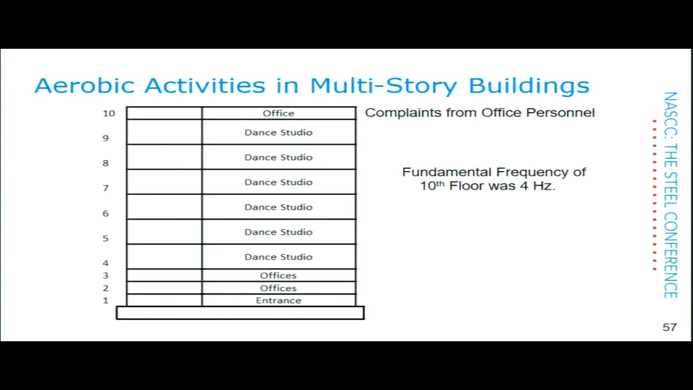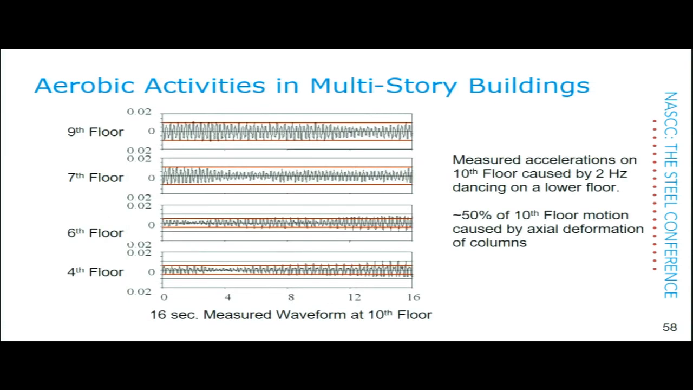which kind of shook everybody up. We went there and we measured. First off, we got a small dance group so they could do it very well, not structural engineers. And the natural frequency of the 10th floor was 4 hertz. So we did 2 hertz dancing on 4th, 6th, 7th, and 9th floors. These are the waveform records, 16 seconds long, measured on the 10th floor.